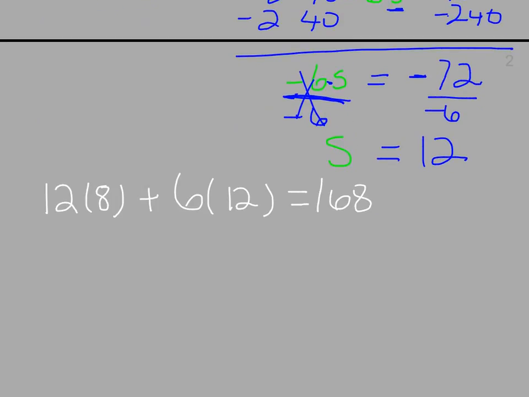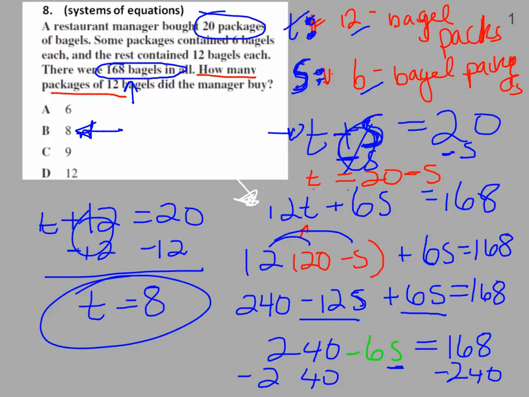12 times 8 is 96. 6 times 12 is 72. So let's see if that equals 168. 96 plus 72, sure enough, is 168. So we must have gotten it right. Double check that T is what they were asking for. It says how many 12 bagel packages. Yep, that's right. So there we go, we've got our answer: 8.